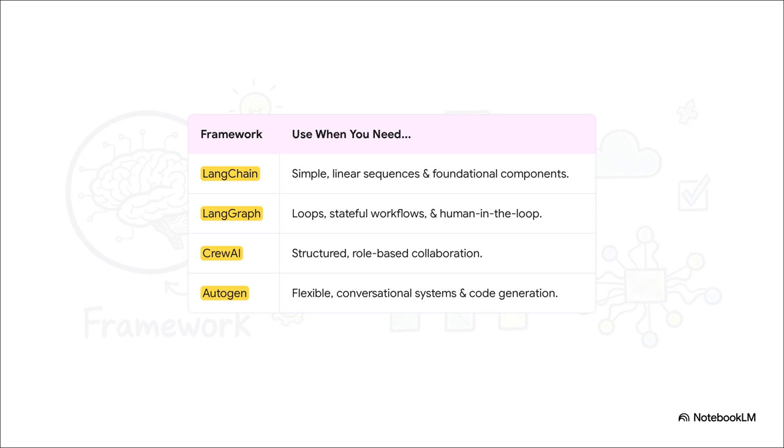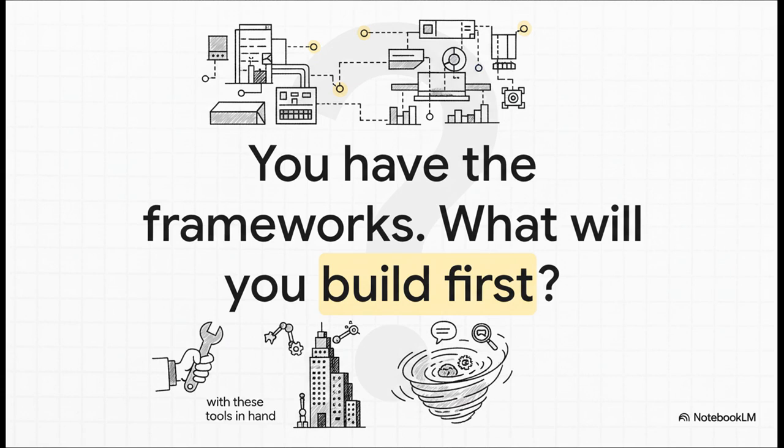So, from simple chains to complex collaborative crews, each of these frameworks gives you the structure you need to turn an LLM's raw, amazing potential into a real-world solution. They are the bridge from what if to what is. So really, the only question left is, with all these tools in your hand, what are you going to build first?